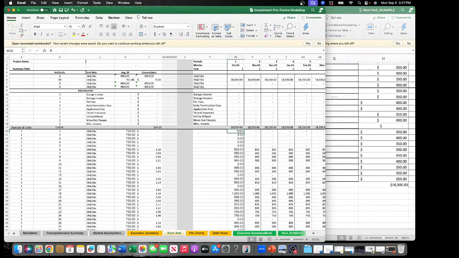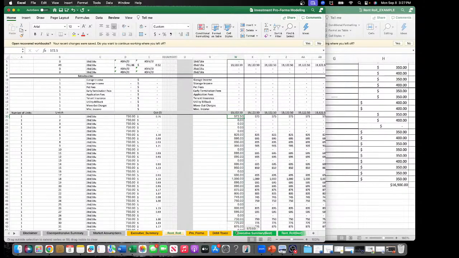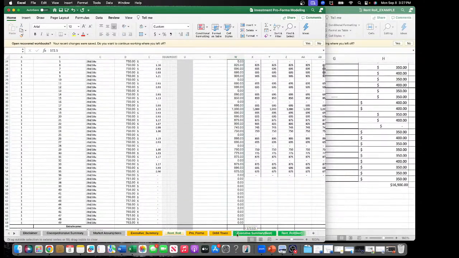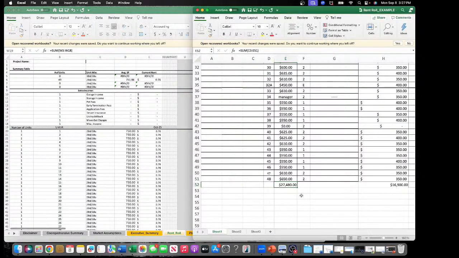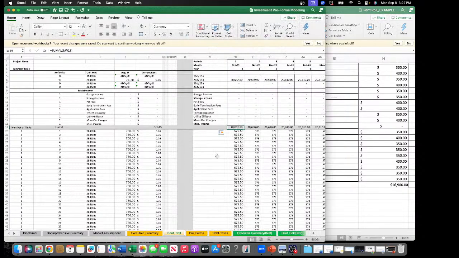So we're just going to put 572.50, and we're going to take that and drag it all the way down to come up with our numbers. It says $28,052.50, versus 27,480 here, because it only shows one extra unit there as well. So it should be right there as well.